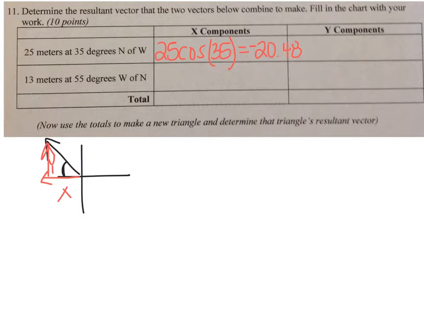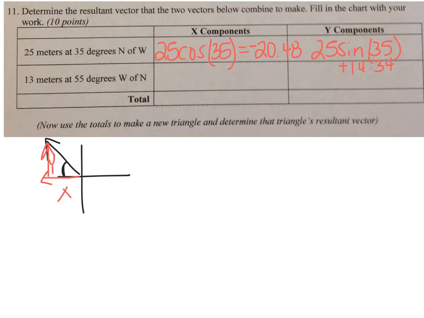All right. For y, it's opposite of my angle, so I'm going to use sine, so it'll be 25 sine 35, and that is going to equal 14.34 in my calculator. And since that's going north, it's positive, which you can write the positive if you need to remind yourself that.